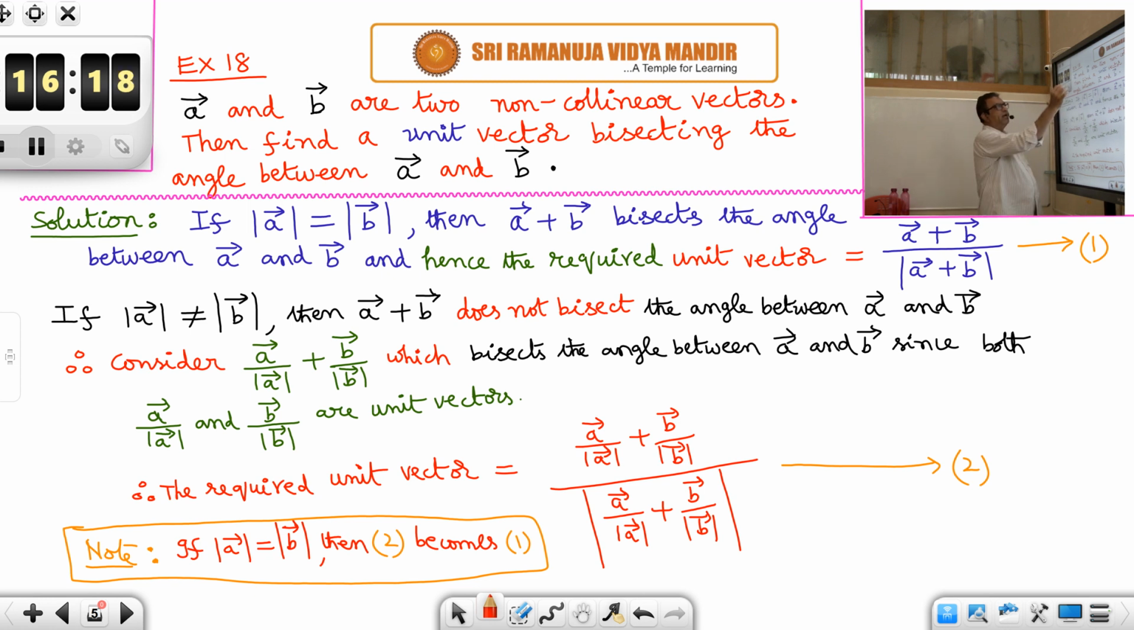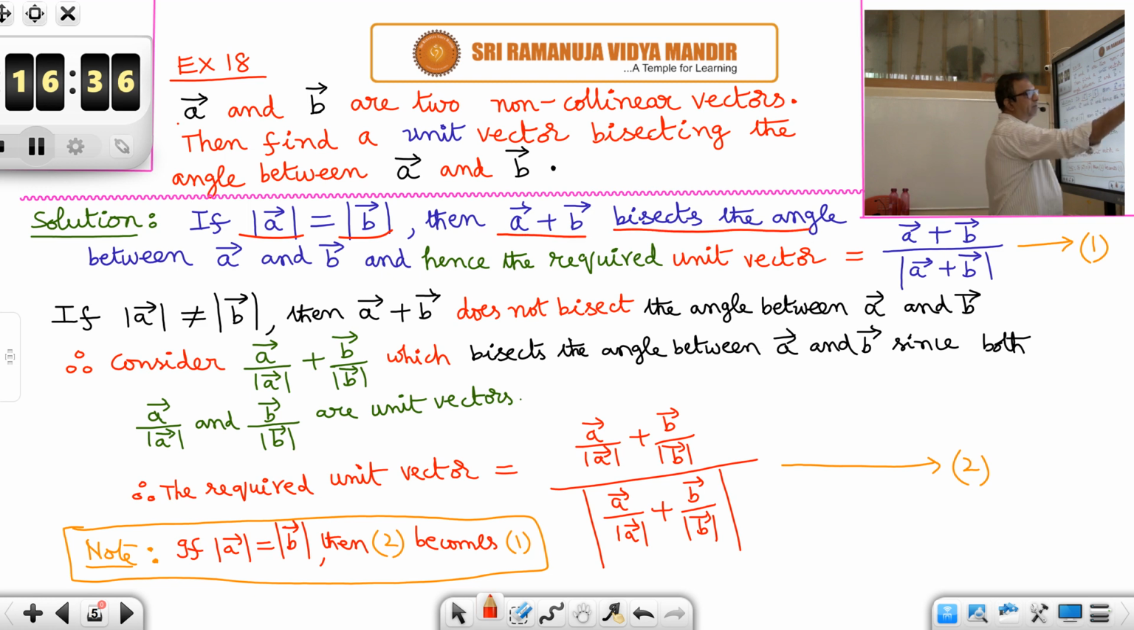First you have to always find mod A and mod B. Whether the magnitudes are equal or not, we have to see first. Suppose mod A is equal to mod B, their magnitudes are equal. Then what do we have to do? Just add A bar and B bar. If the magnitudes are equal, then add them, A bar plus B bar.